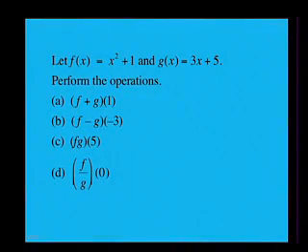Let f of x equal x squared plus 1 and g of x equal 3x plus 5, and perform the following operations. Let us take them one at a time, starting with a. A is f plus g of 1. B, we're going to find f minus g of negative 3. And C, f times g of 5. And finally, D, f divided by g of 0.